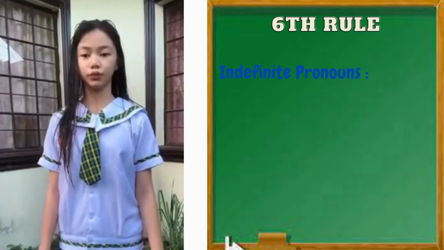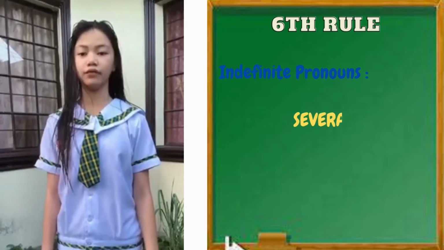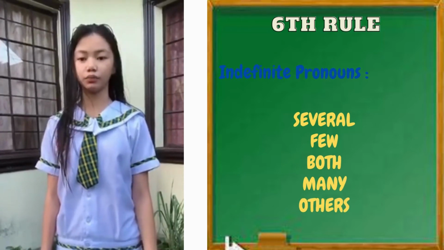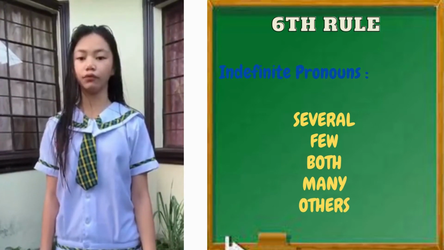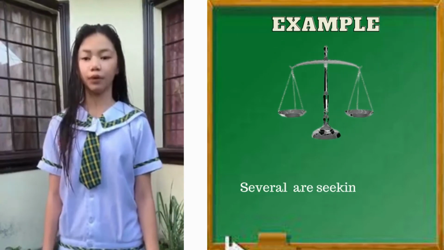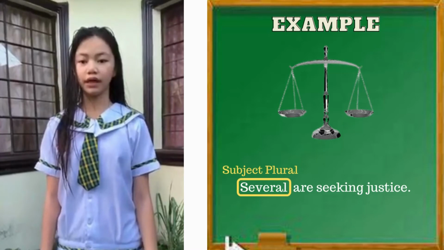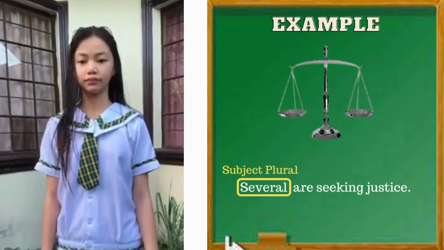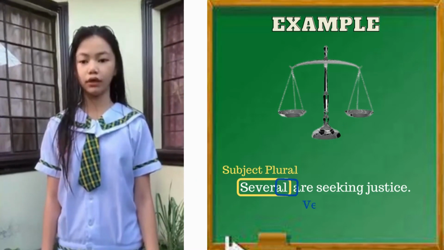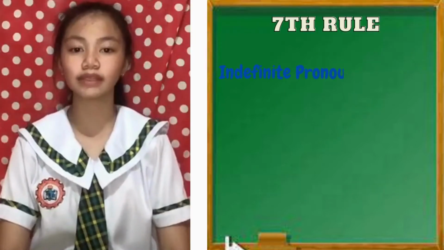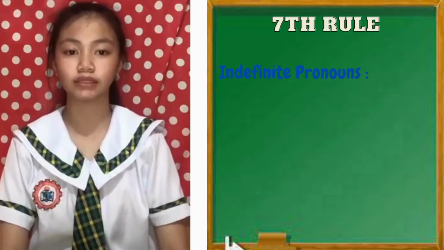For our sixth rule, the indefinite pronouns several, few, both, many, others are always plural, and they require the plural form of the verb. Example: several are seeking justice. Our subject in the sentence is several, which is plural, so we should also use the plural form of the verb are.